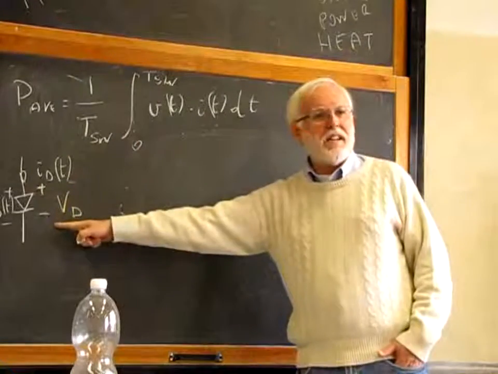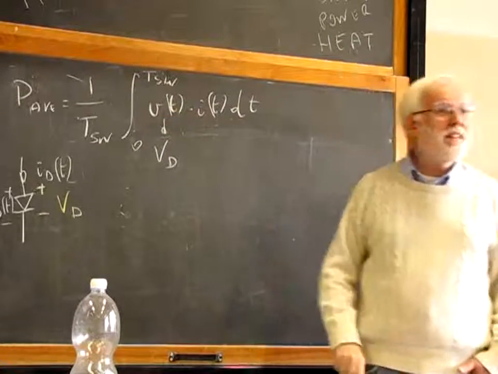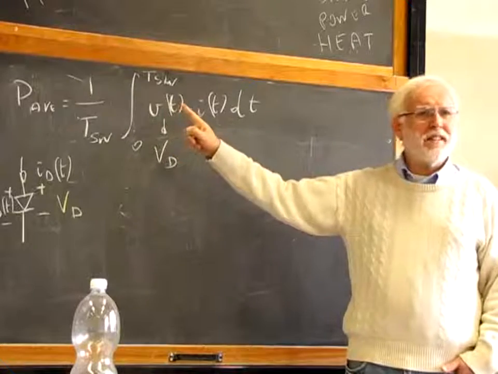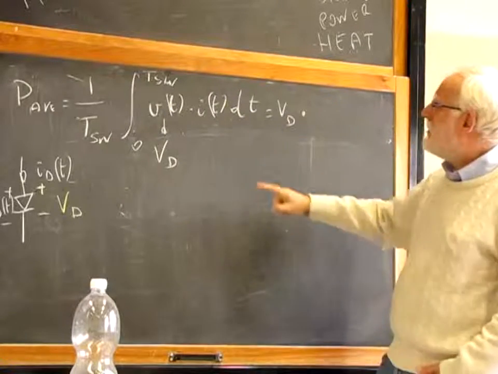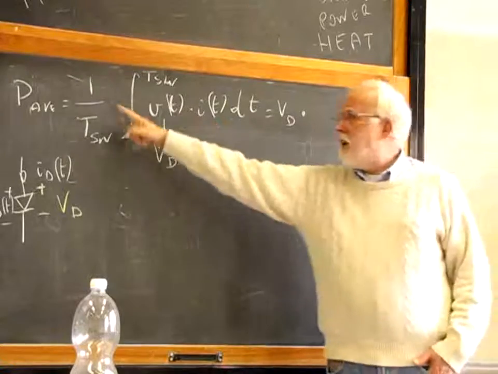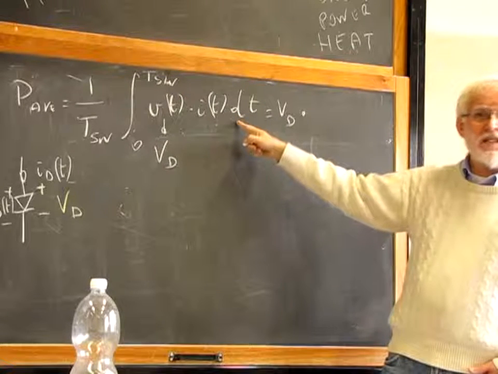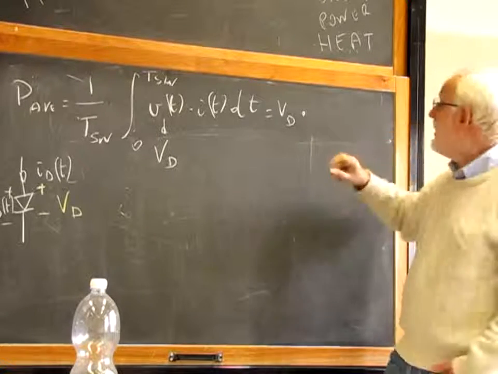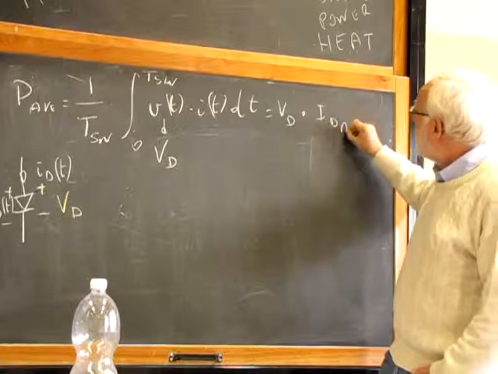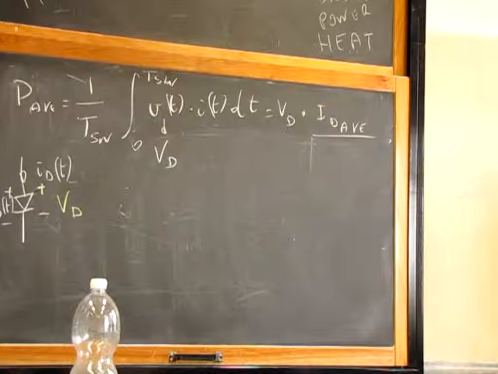evaluate the average power dissipated by this diode using a constant voltage, this vD becomes capital VD. What happens if you have a constant inside an integral? You take it out of the integral and you get VD times, what are you left with? 1 over T switch, integral from 0 to T switch of iD(t) dt. What is this? It's the definition of the average. Times ID average.